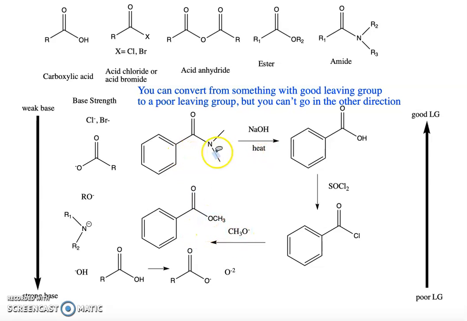So when I'm trying to go to something that has a leaving group that's higher up on my table, that's a weaker base, that's a better leaving group, I have to use this three-step process. However, if I was going down the table from something that has a strong leaving group to a weak leaving group, I could go directly in one step, as we saw before.